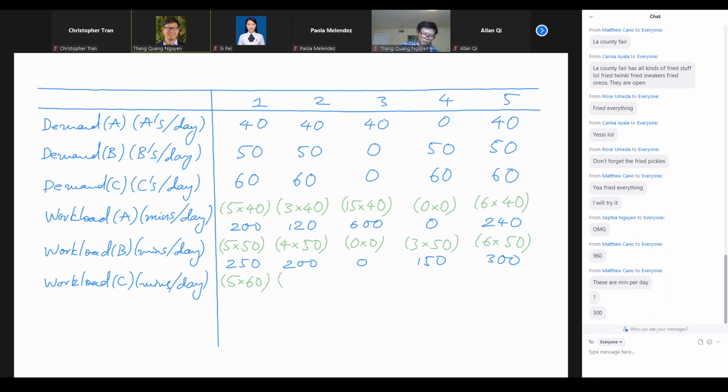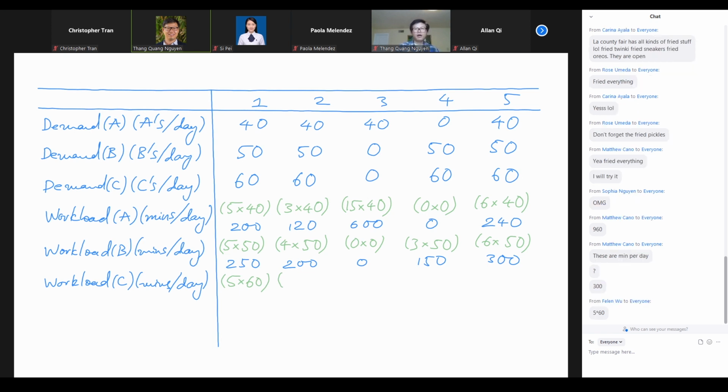What number should I write here? All right, so Matthew already got the number. Yeah, that's correct, Matthew and Philip.